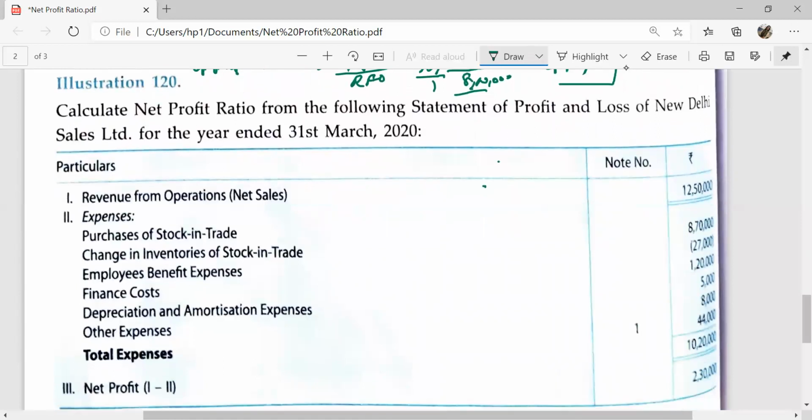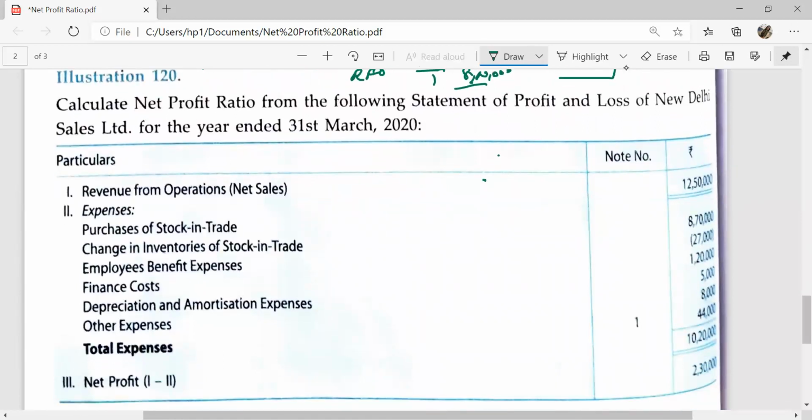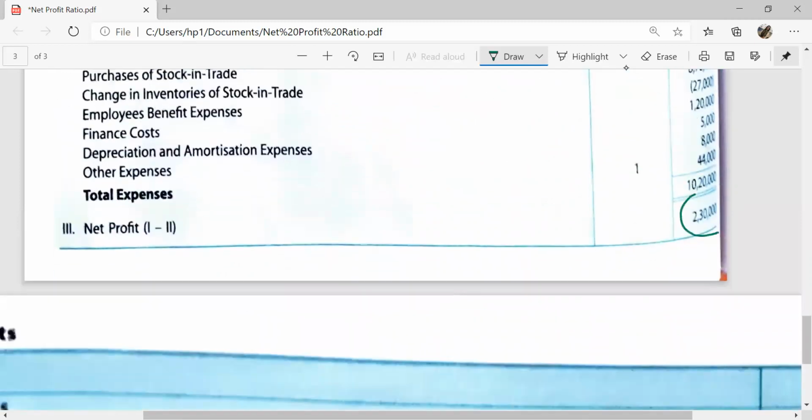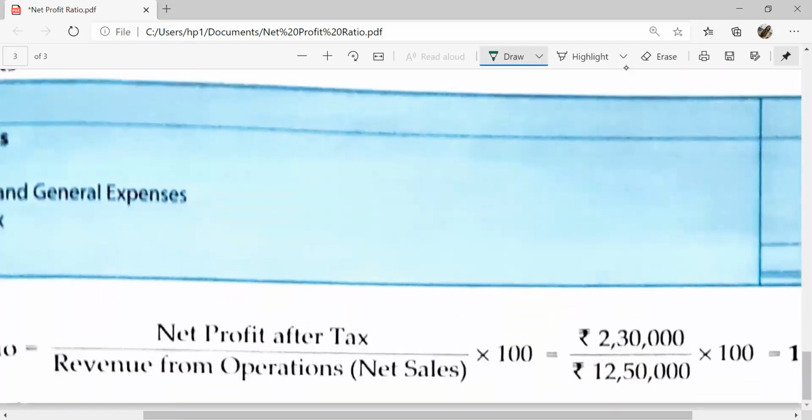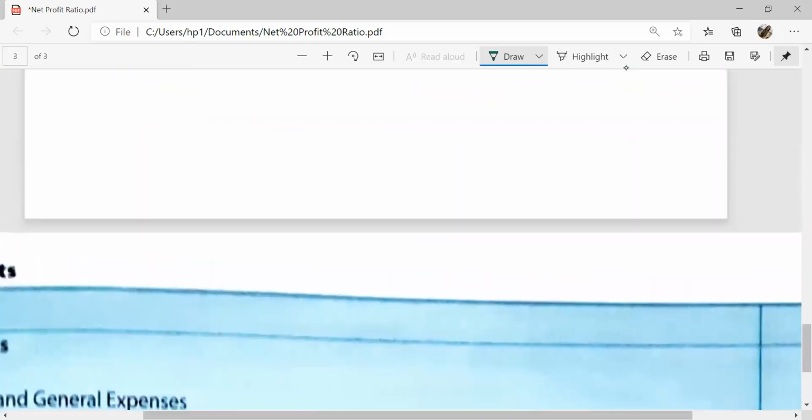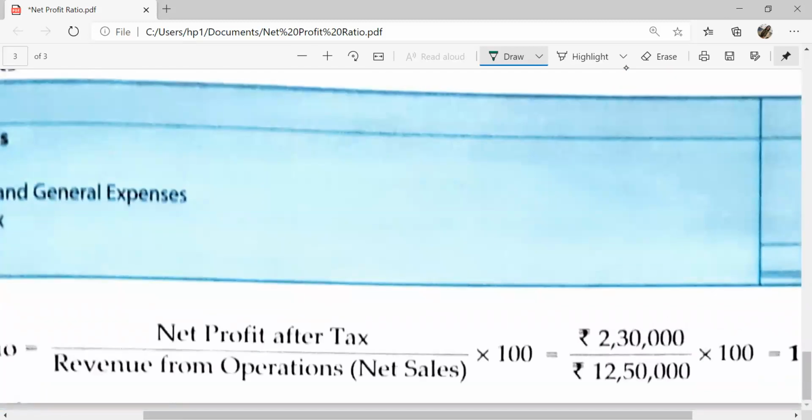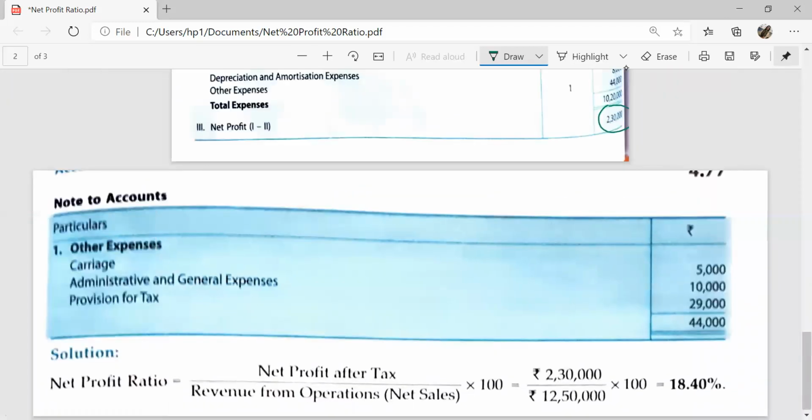And the next question, calculate the net profit ratio from the following statement of profit and loss of New Delhi Sales Limited for the year ended 31st March. Here revenue from operation is 2,50,000. It is given in the statement of profit and loss account, and the net profit is also given. It is very simple. We just simply put the figures. Net profit after tax is 2,30,000, and the revenue from operations are 12,50,000, and the net profit ratio is 18.40%.